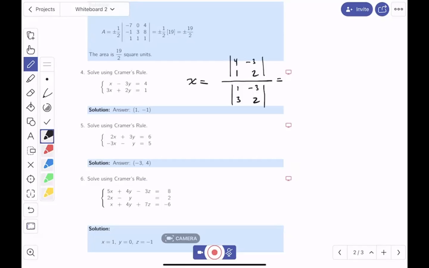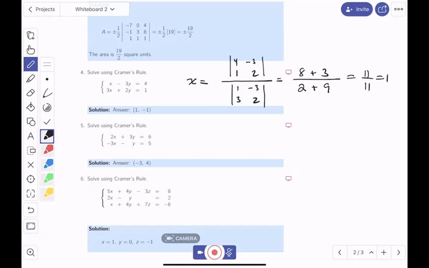Let's compute it. First guy's determinant is going to be 8 minus a minus 3, which is plus 3. What goes on the bottom? 2 minus a minus 9, which is plus 9. What do you get over here? 11 over 11, which is 1. So I know x is 1.